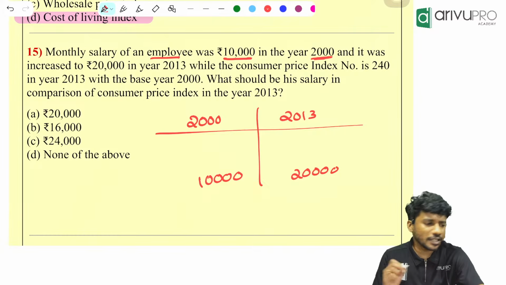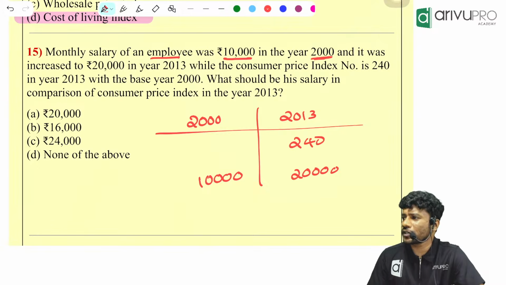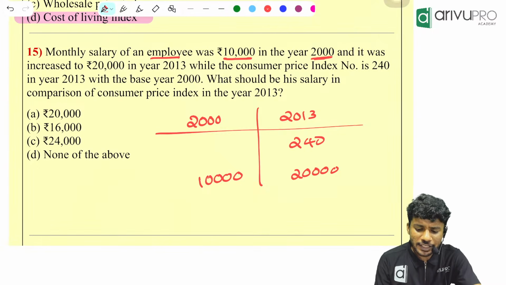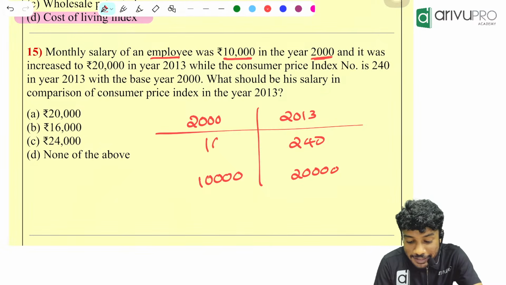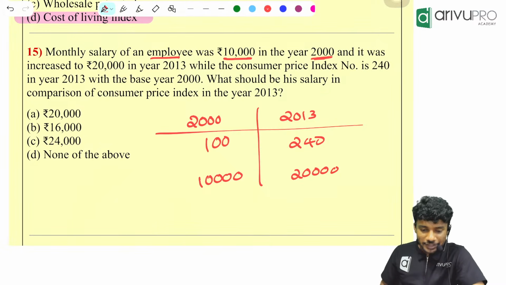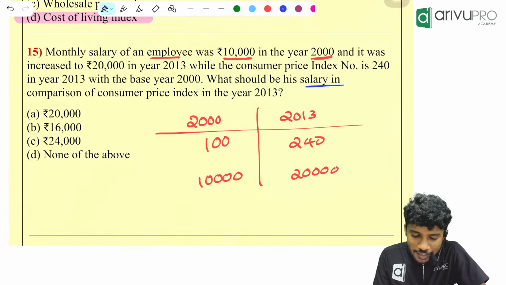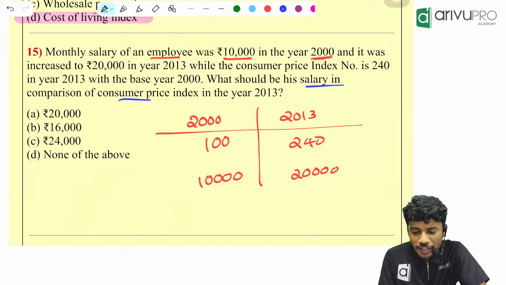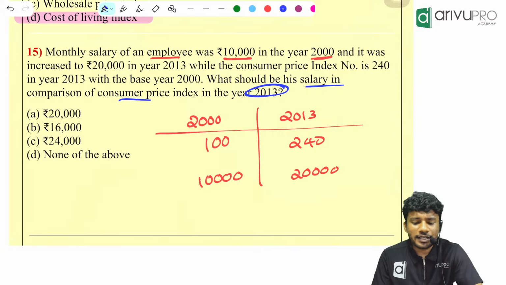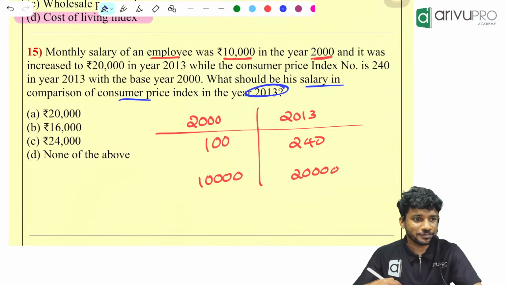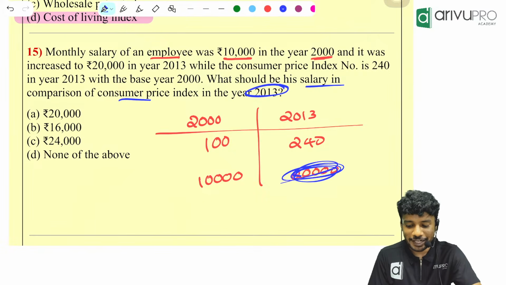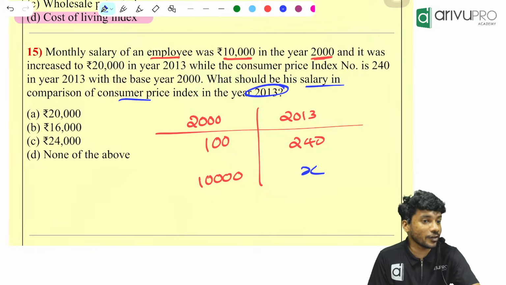Okay, 20,000 it became. While the consumer price index number in 2013 is how much, people? 240. Now, do you have the index of the base year? No, we will assume it as 100. Then they are asking what should be the salary in comparison with consumer price index in the year 2013. That means 20,000 is what they are paying me. Currently, I need to find the value of x. Whether I am paid rightly or not, I need to check.